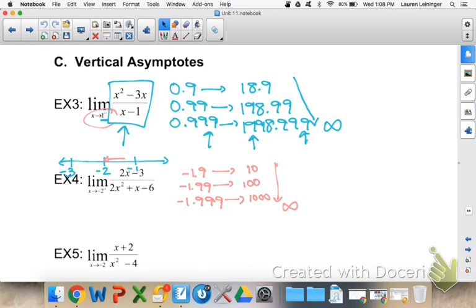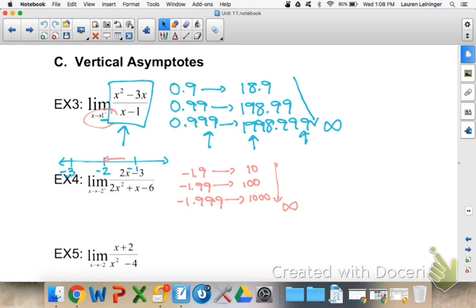A lot of times when you are asked to do these with vertical asymptotes, you're going to find that it goes to infinity or negative infinity, one of the two, because that's part of the reason we use this. We plug in numbers to see if it's getting larger and larger. Nothing is ever going to give you infinity directly out.